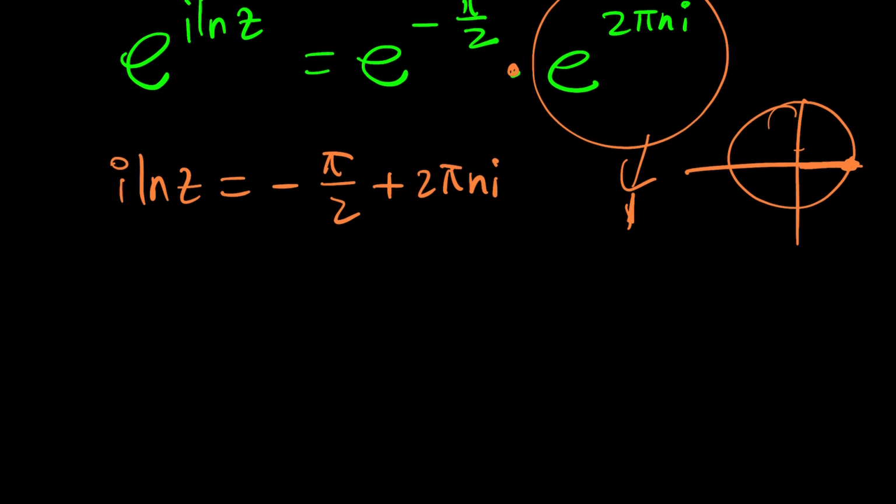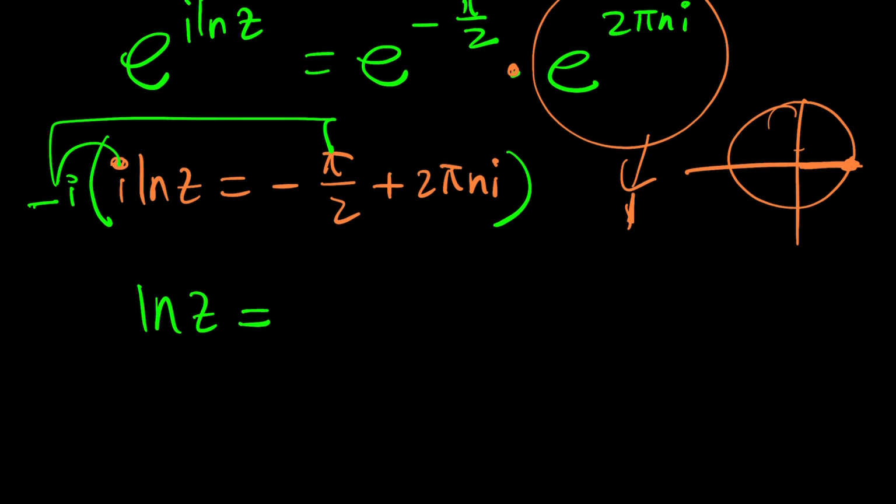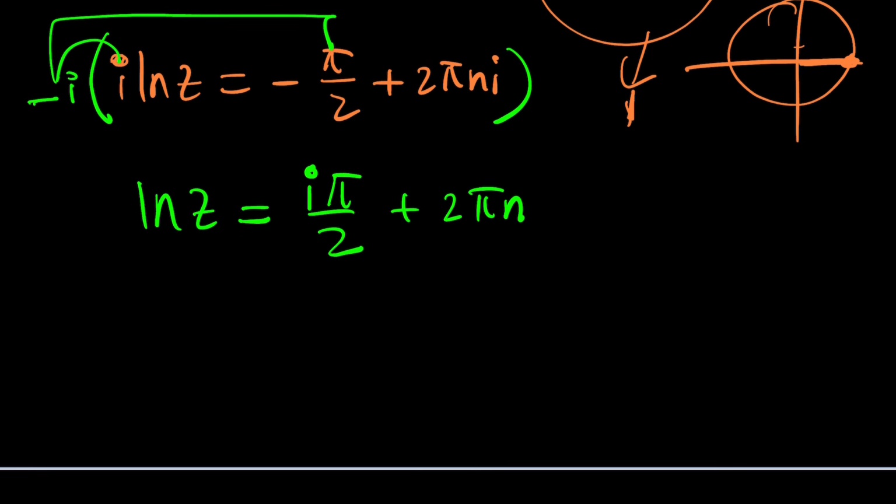The next step, a lot of people are going to divide by i or multiply by i, but I like to multiply by negative i. Why? Because negative i squared is 1. So if you multiply both sides by negative i, the whole thing, you get negative i squared, which is 1. That's ln z. These two negatives will make a positive, so i pi over 2. And then this will become negative i squared again, so plus 2 pi n. And then this part is actually going to be pretty interesting.